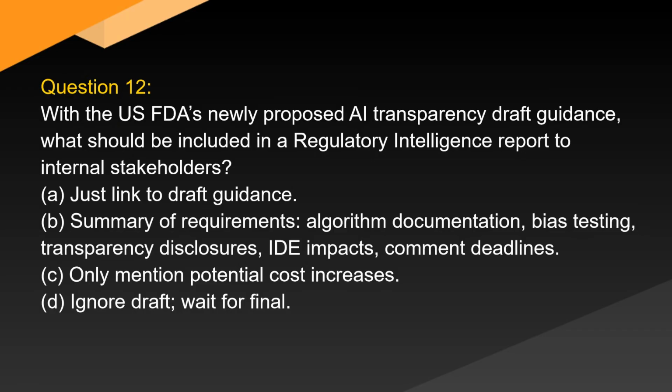Question 12. With the U.S. FDA's newly proposed AI transparency draft guidance, what should be included in a regulatory intelligence report to internal stakeholders? A. Just link to draft guidance. B. Summary of requirements, algorithm documentation, bias testing, transparency disclosures, IDE impacts, comment deadlines. C. Only mention potential cost increases. D. Ignore draft, wait for final.